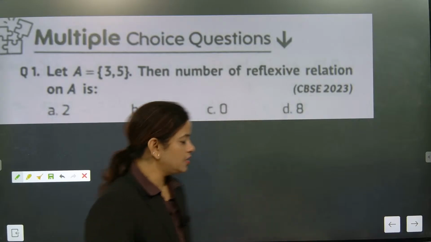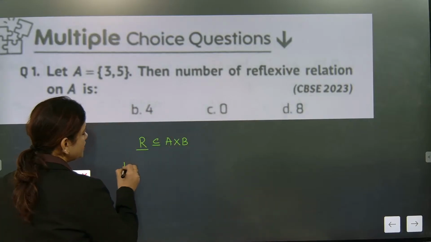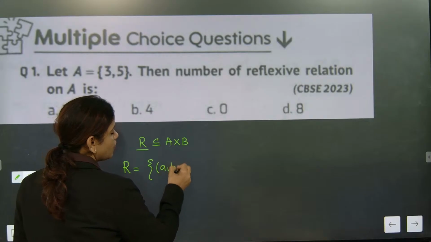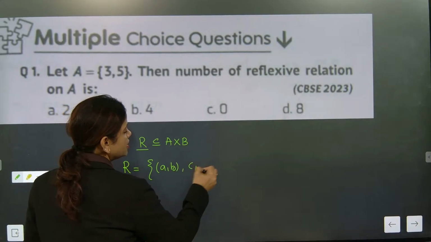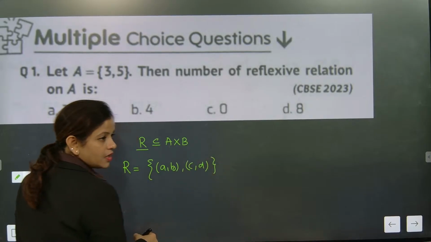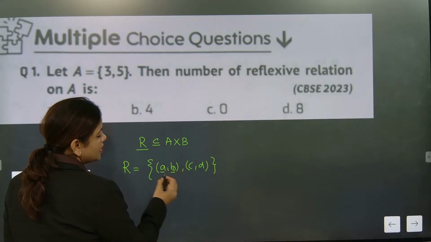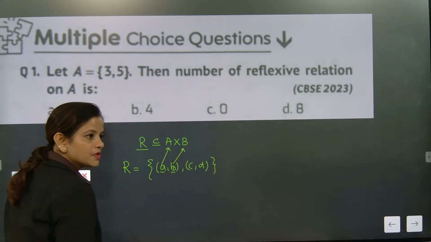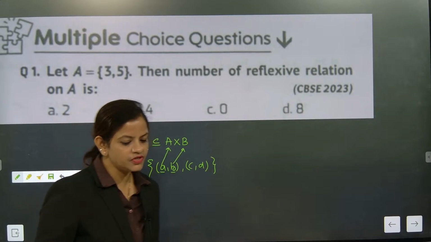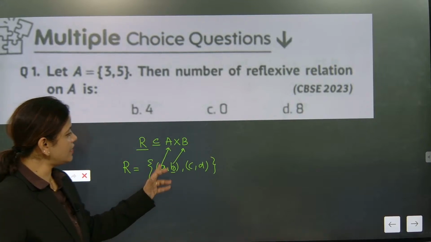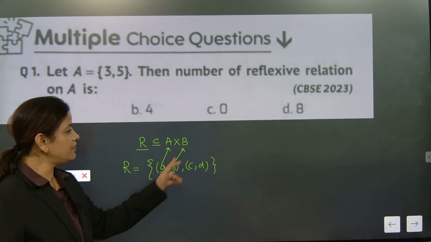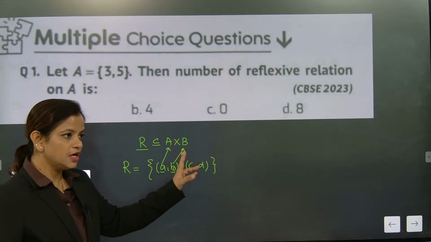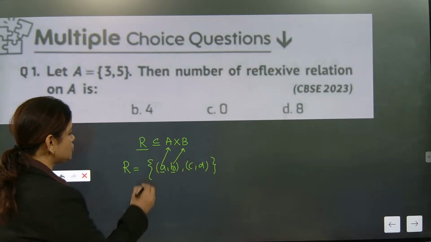What is the meaning of ordered pair? Relations will have elements like this: (a, b), (c, d), like that. Now in (a, b), a will be from A and b will be from B. This is the shortest revision I am giving you. So a will be from A and b will be from B. That means there are two different sets.